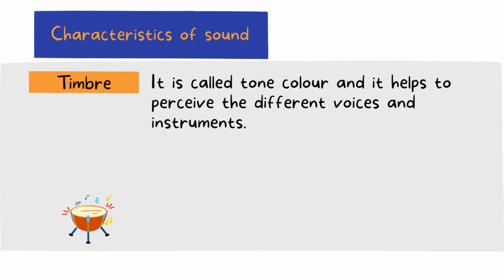The next characteristic of sound is timbre. It is also called tone color, and it helps to perceive the different voices and instruments. That's why you can distinguish here a tambourine. And you can perceive here a guitar sound.